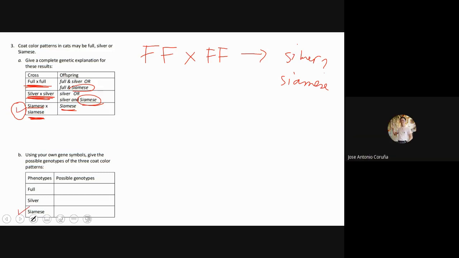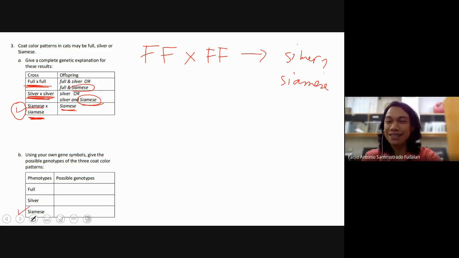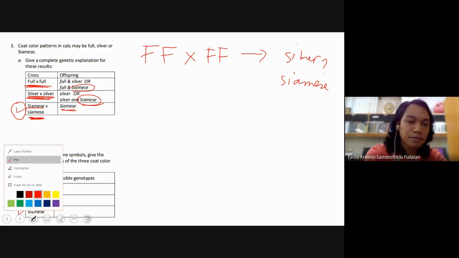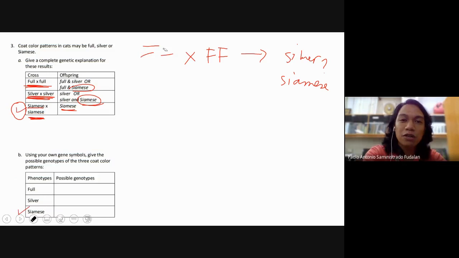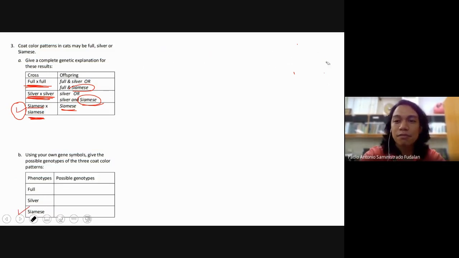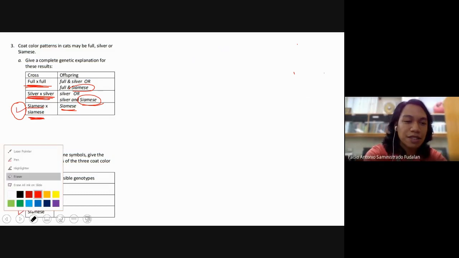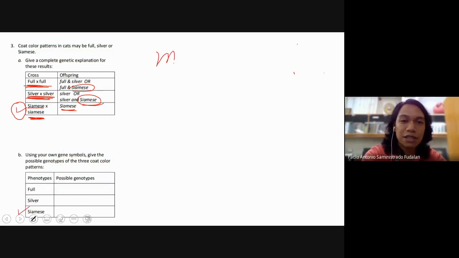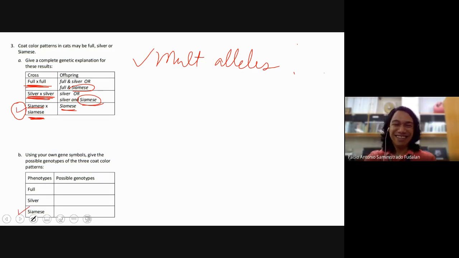Multiple alleles, sir. All right, that's half of the answer. We have multiple alleles here. Specifically, how many? One, two, three, four. How many? So someone said it's multiple alleles. That's correct. How many?